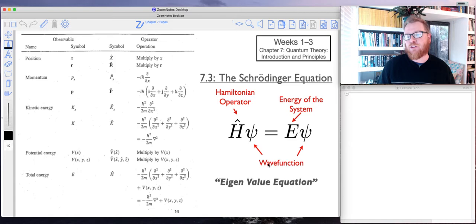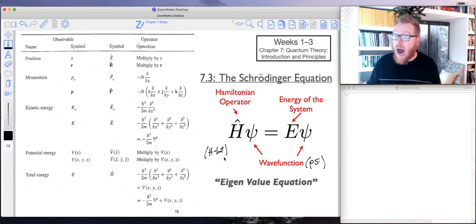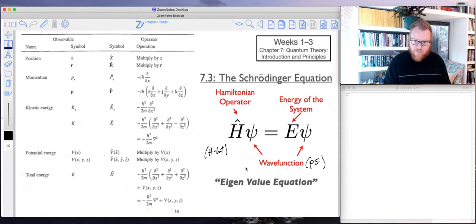So here's what we have in the Schrodinger equation. The Greek letter psi, technically a lowercase psi, represents the wave function, and we're going to talk ad nauseum about what the wave function is. This H hat is the Hamiltonian operator. And then E is the energy of the system.